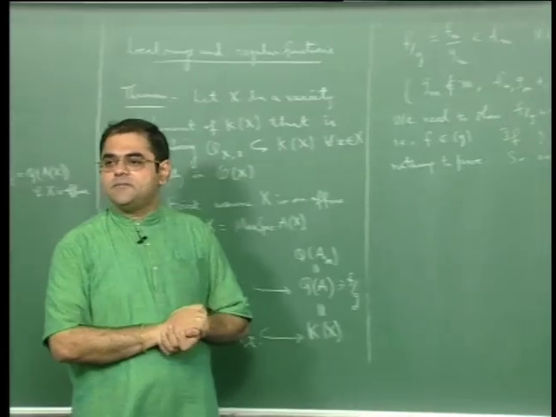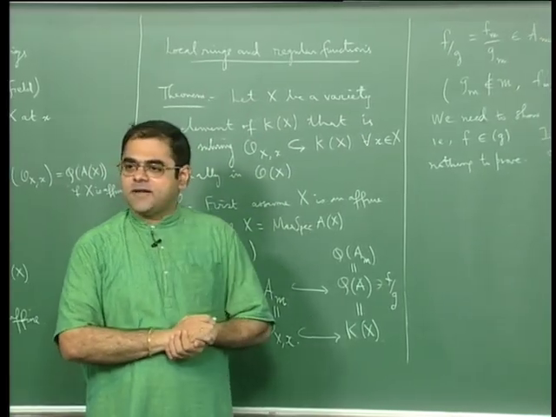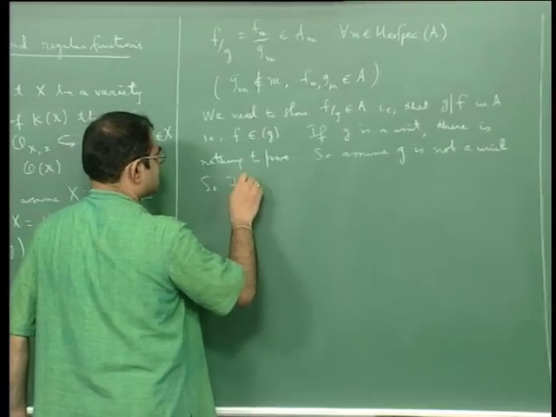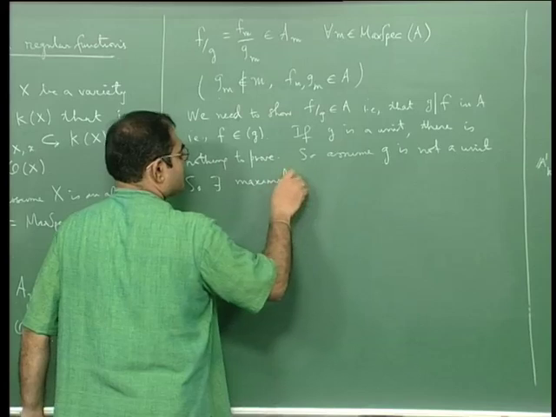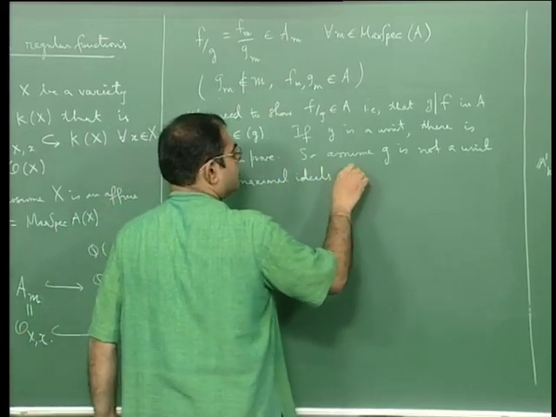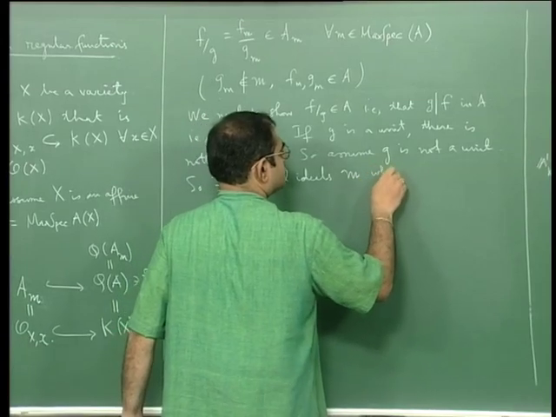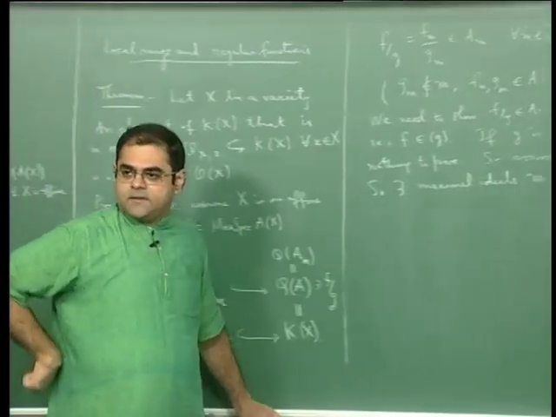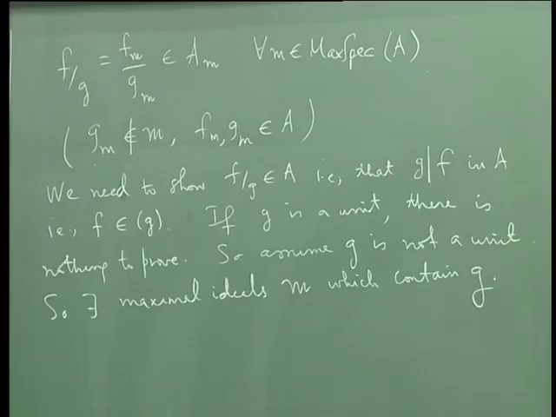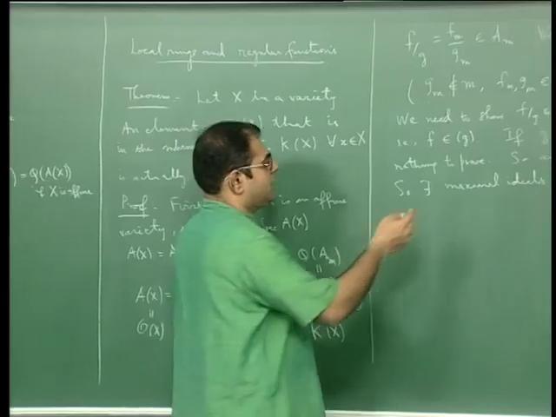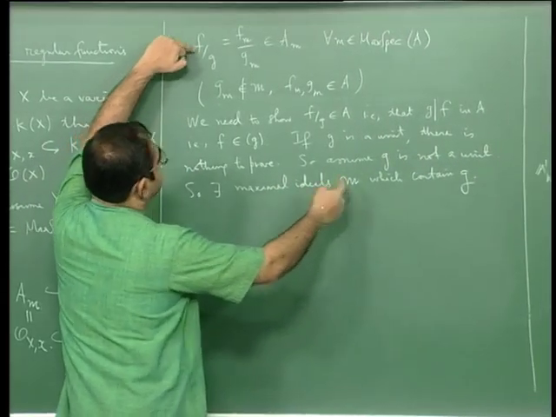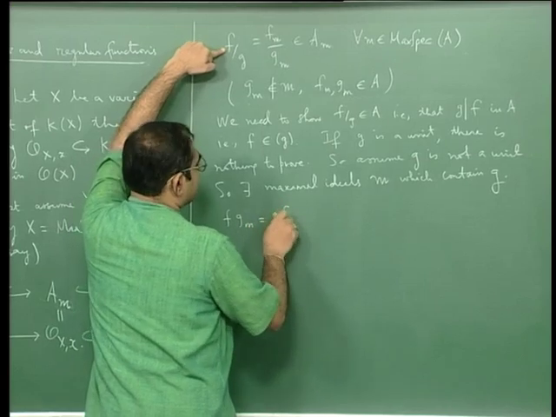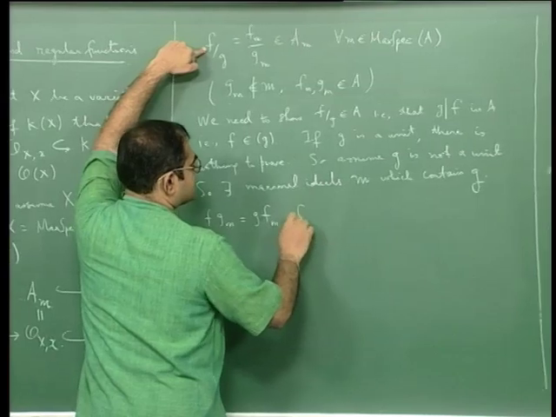Since g is not a unit, it means that every non-unit is contained in a maximal ideal, okay. So there exist maximal ideals M which contain g, and so for such a maximal ideal M, you look at this equation. So what you will get is f g_M is equal to g f_M for such M.